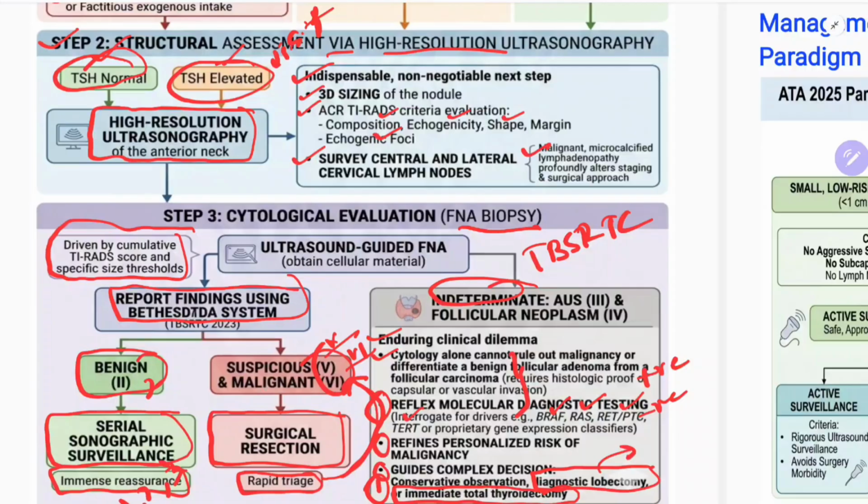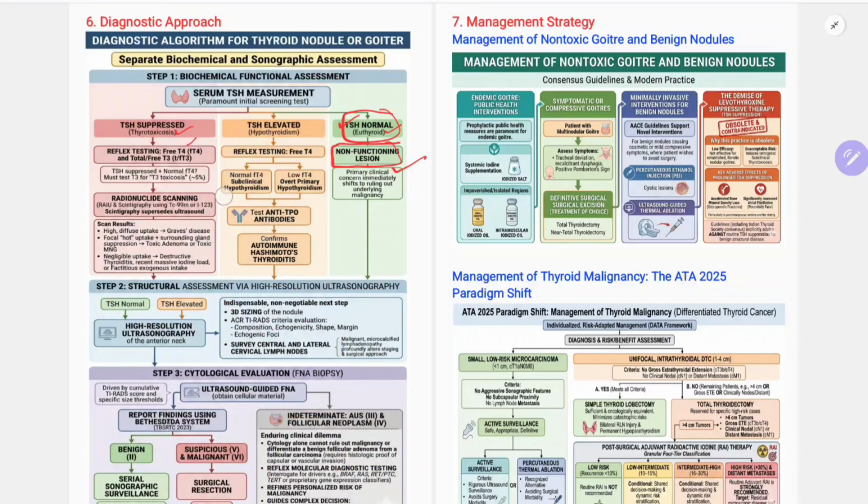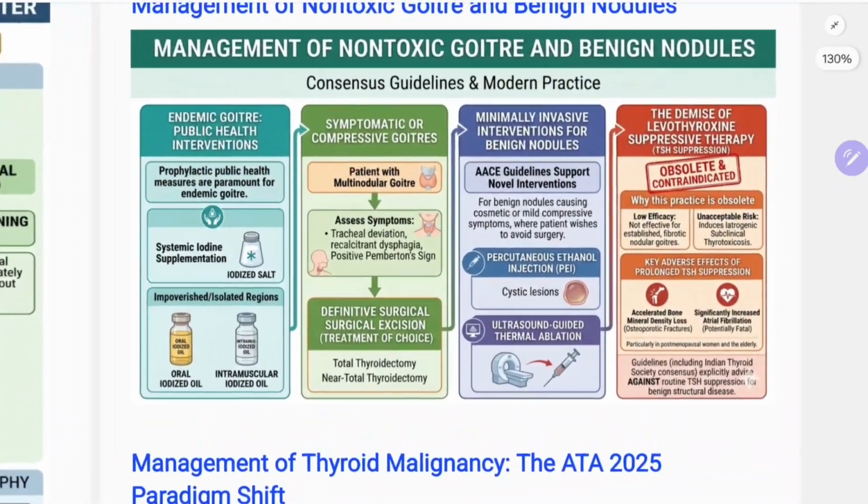So for Bethesda 5 and 6, immediate surgical resection: near total thyroidectomy or total thyroidectomy. For Bethesda 3 and 4, indeterminate, decide whether lobectomy, molecular testing, or near total thyroidectomy. So these are the 3 approaches you do in indeterminate categories of the Bethesda system of FNAC. Management strategy.